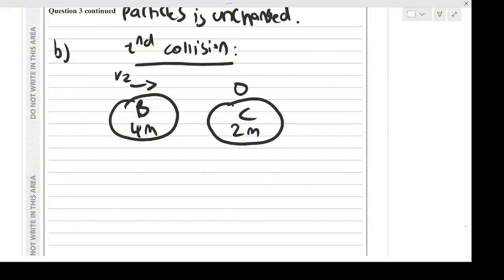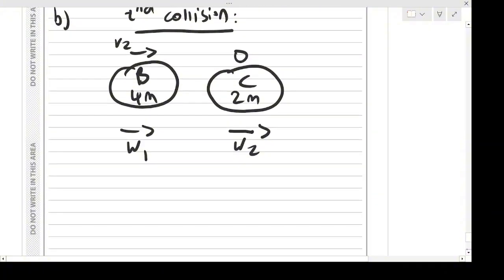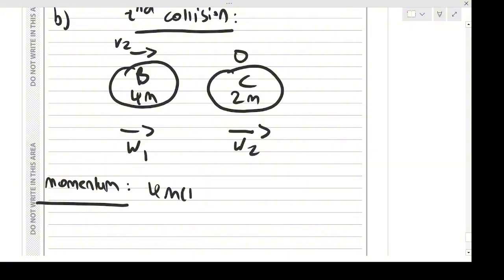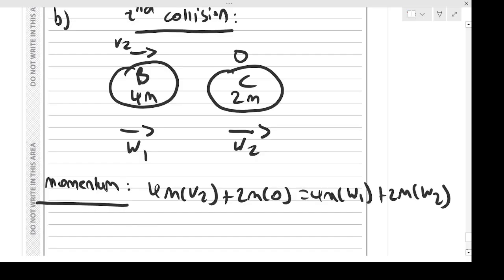Then afterwards, let's say that both B and C move forward. I'm going to call these W1 and W2. Again, I'm going to use the same techniques of restitution and momentum. So momentum is going to be 4m lots of V2, and then 2m lots of 0. It's going to be 4m lots of W1, add 2m lots of W2.